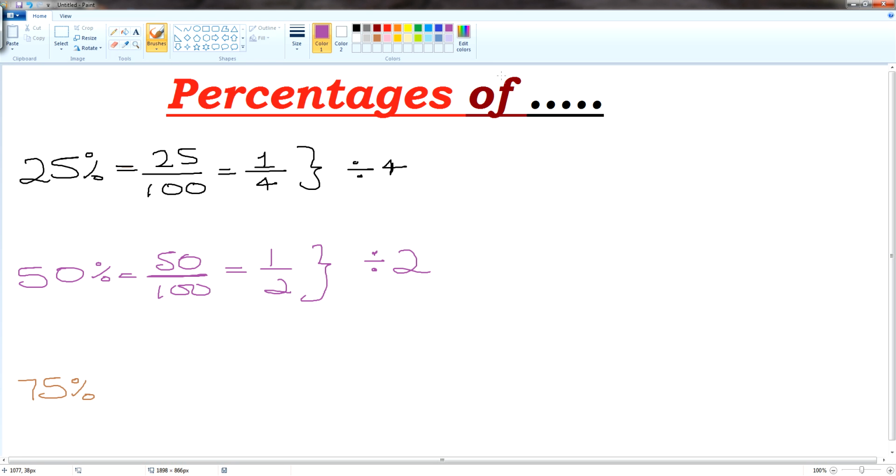Now 75% actually is connected or related to 25%. 75% is really 75 over 100. If you divide top and bottom by 25, that will give you 3/4. Now, do we know how to work out 1/4? Yes. So first of all, we work out 1/4, which is divided by 4 for the top line. And then to work out 3/4, we times it by 3.